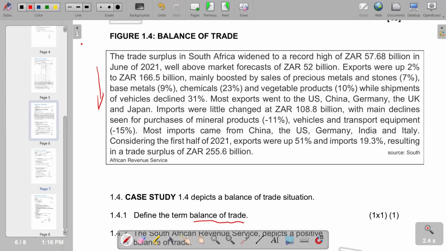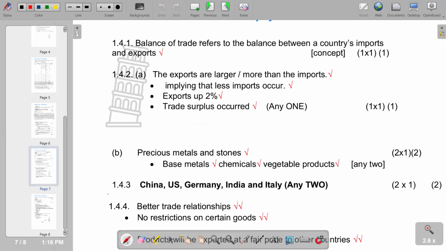So we are saying if a country's exports are greater than its imports, it has a trade surplus. So exports greater than imports, we have a trade surplus. And then obviously when imports become greater than exports, it becomes a negative trade balance. So in terms of that, we now look at the definition according to our memo, whereby we are saying balance of trade refers to the balance between a country's imports and exports. This is just a brief explanation that's going to give you your 1 mark.